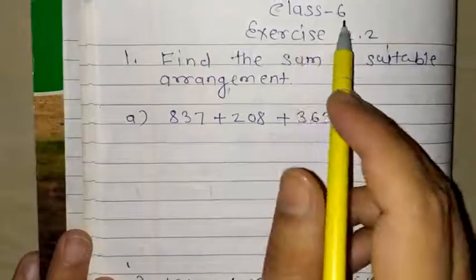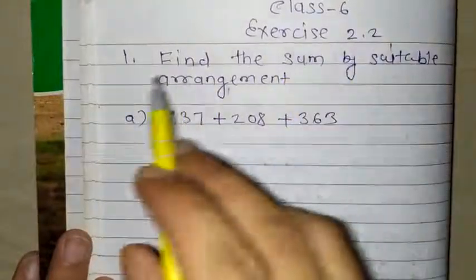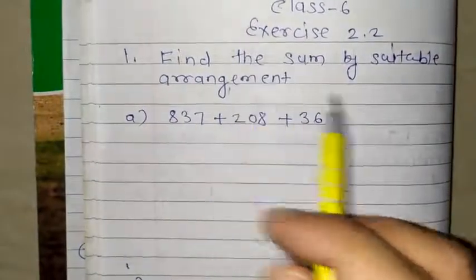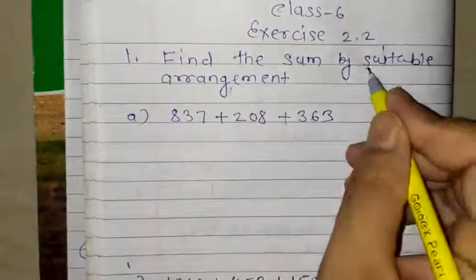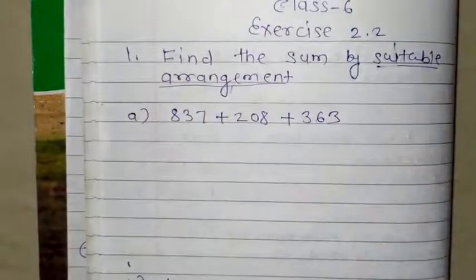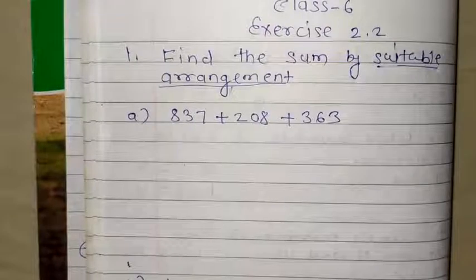Hello guys, in class 6 exercise 2.2 question number 1 we will see first. Find the sum by suitable arrangement. So what is the meaning of suitable arrangement? Suitable arrangement means you have to arrange your numbers so that your calculation will become easier.